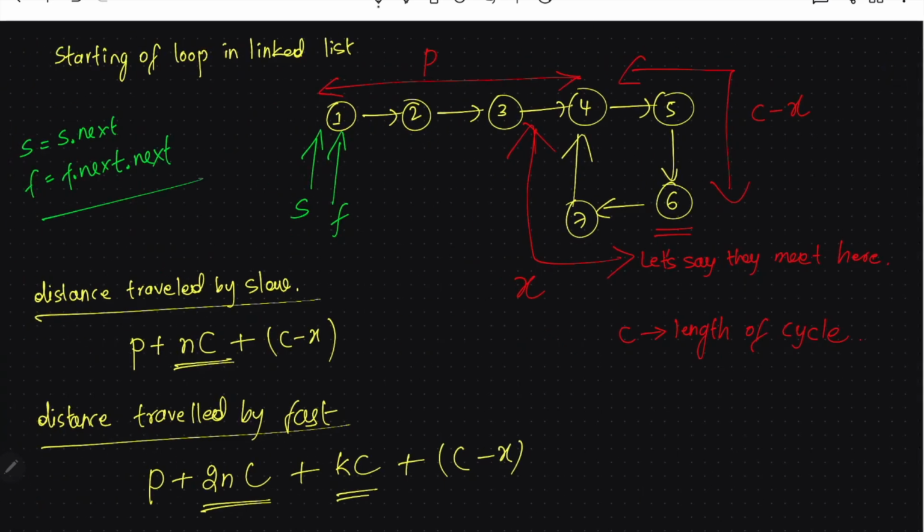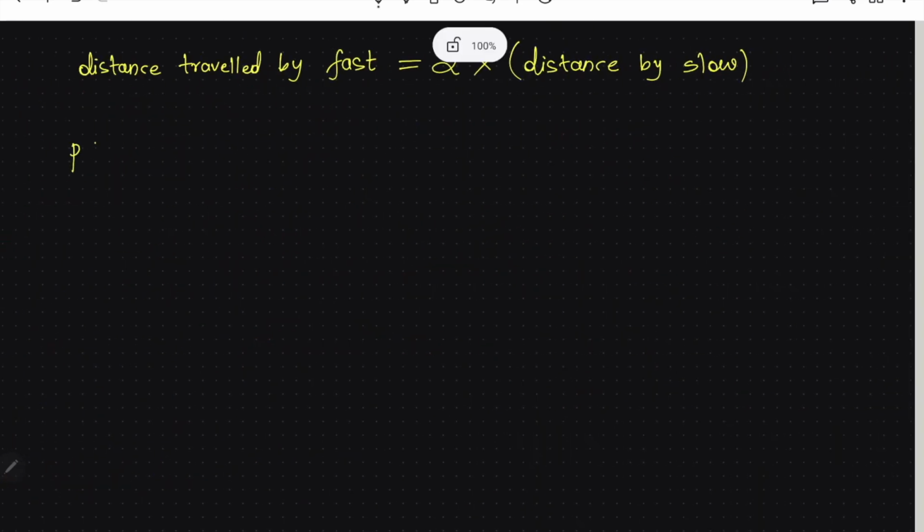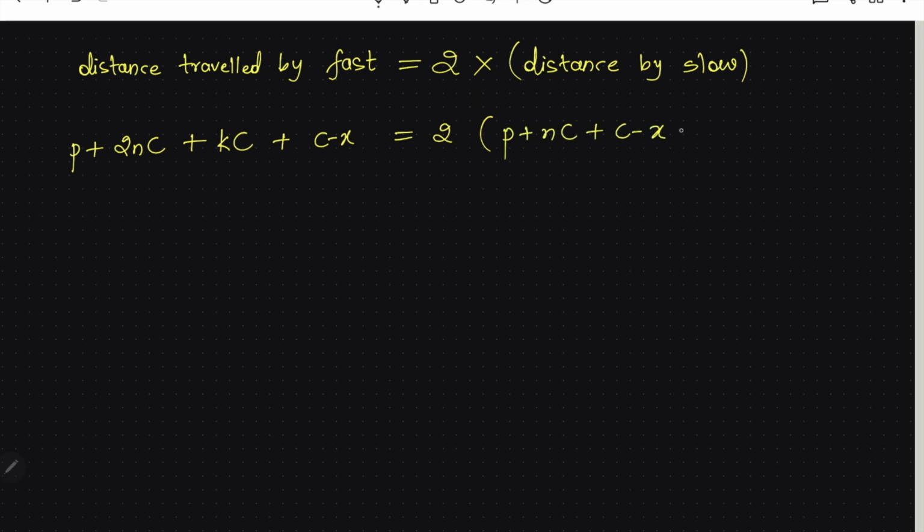By using this information, we can come up with a mathematical proof for the starting of the linked list loop. So the distance traveled by the fast pointer is p plus 2n cycles plus k additional cycles, and then c minus x distance. This is 2 times the distance traveled by the slow pointer, p plus n times c, and c minus x additional distance. If we start simplifying these equations, we can compute further. So 2 times nc, 2 times c, and minus 2x. Let's bring everything to the left side and start simplifying this equation further.